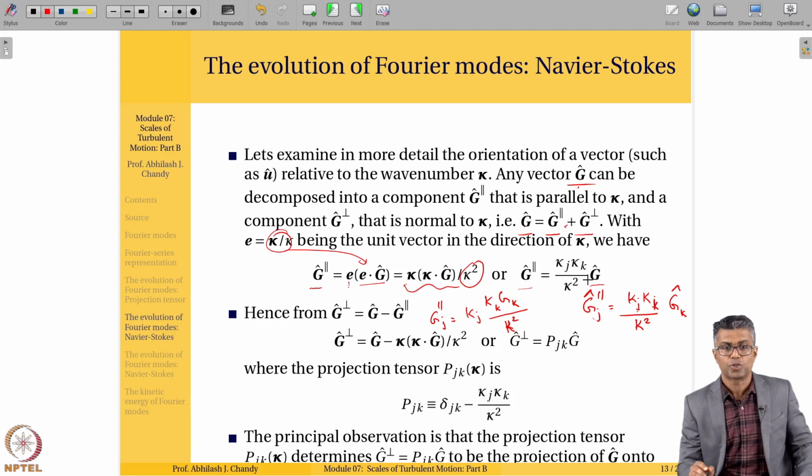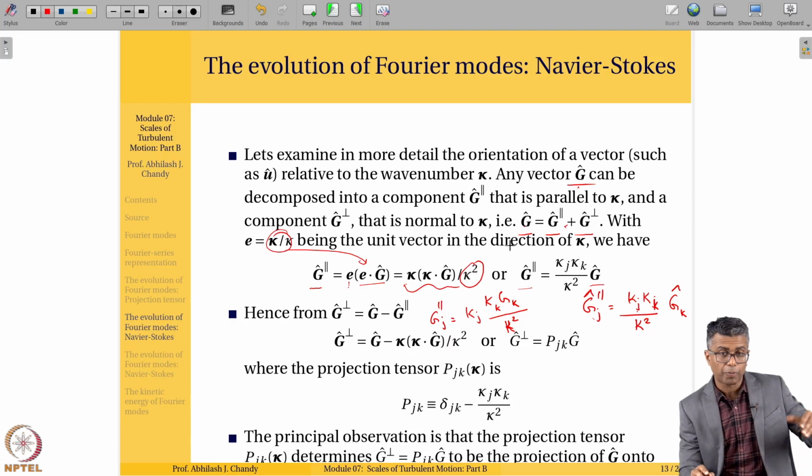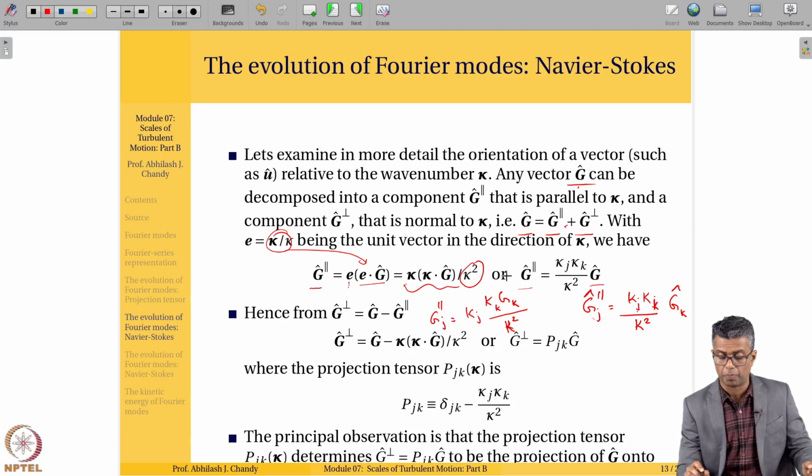All right. So now, from the fact that g perpendicular is equal to g hat minus g parallel, that is the definition, right? In vector space, g hat, we decompose it into a parallel component and a perpendicular component. So g hat is g parallel plus g perpendicular. So you would have g perpendicular is g minus g parallel. Fine. So g perpendicular is g hat. Instead of g parallel, I substitute this. I have kappa dot g over kappa squared.